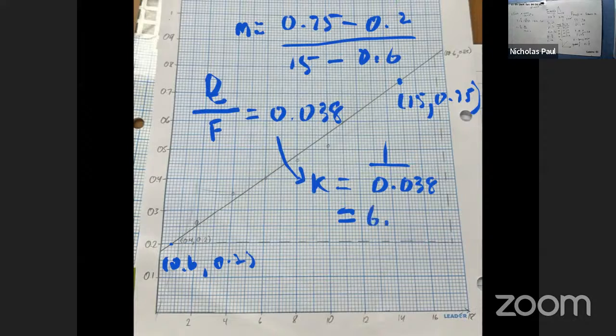26.3 Newton per meter. Okay? And before we go, last thing.